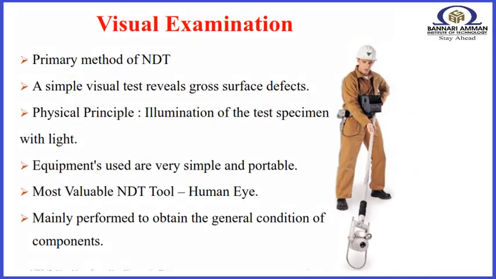Primary method of NDT. A simple visual test reveals gross surface defects. Physical principle: illumination of the test specimen with light. Equipment used is very simple and portable. Most valuable NDT tool: the human eye. Mainly performed to obtain the general condition of components.